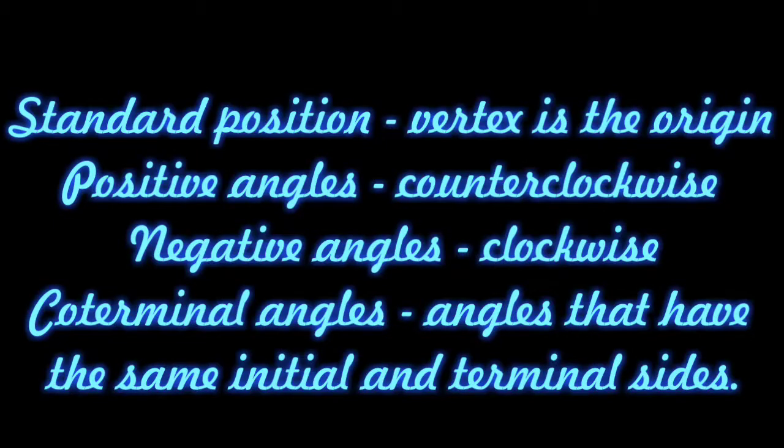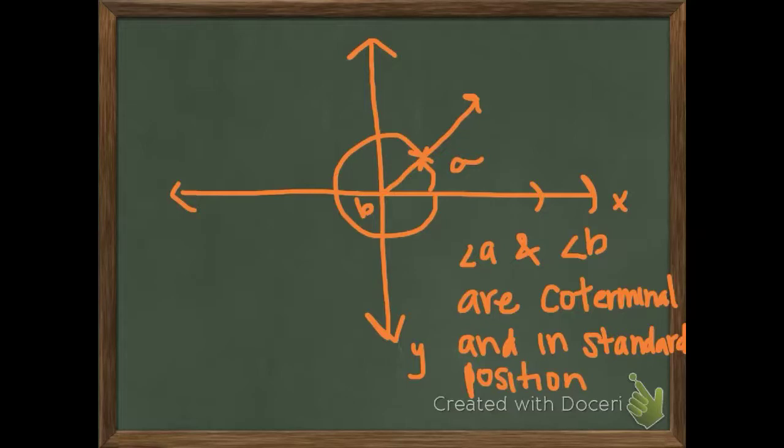A few more things to recall. An angle in standard position is when the vertex is the origin. Positive angles move counterclockwise, negative angles move clockwise, and coterminal angles have the same initial and terminal sides. In this example, angle A is positive, angle B is negative. They are coterminal and they are both in standard position.